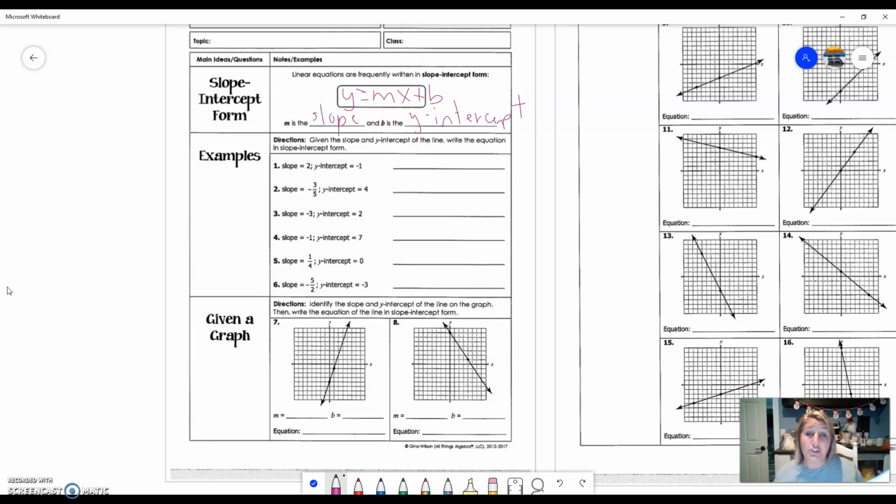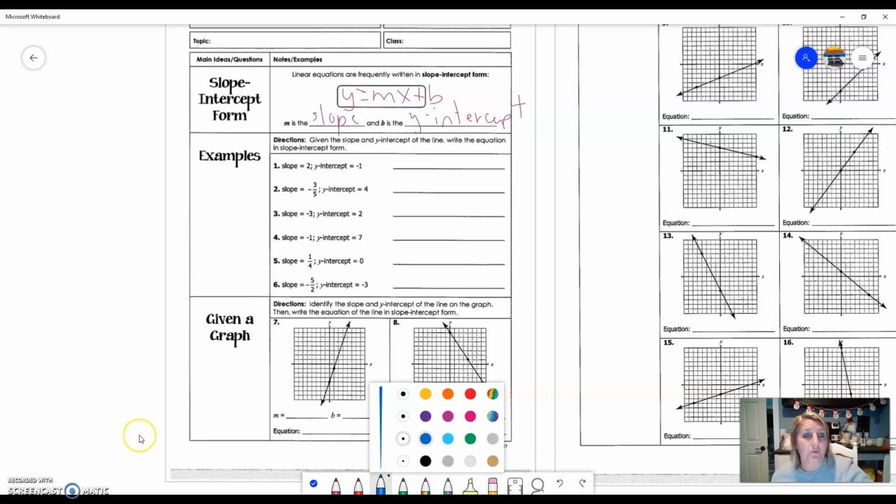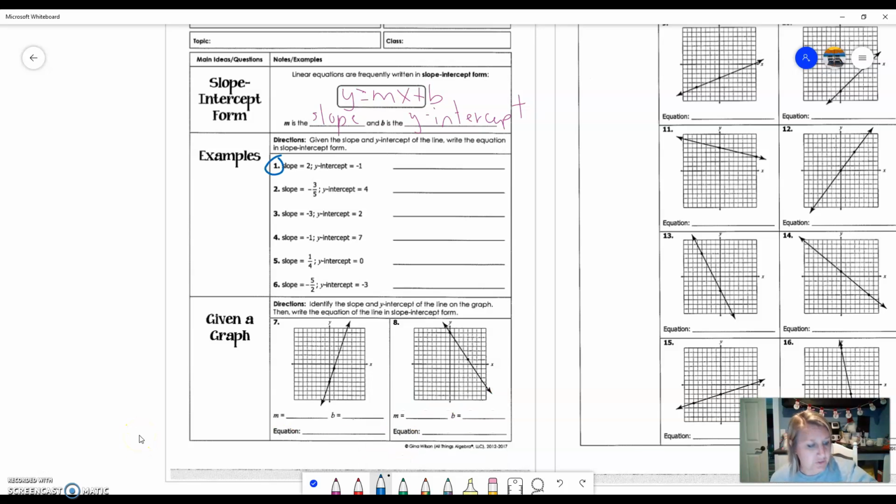So if you turn to page 2, that's where we're starting. I probably should have led with that, sorry. But all you're doing today is writing the equations in slope-intercept form. So let's change it up here, keep it interesting for you guys. If we take a look at number 1, we'll do number 1 and number 4 together.